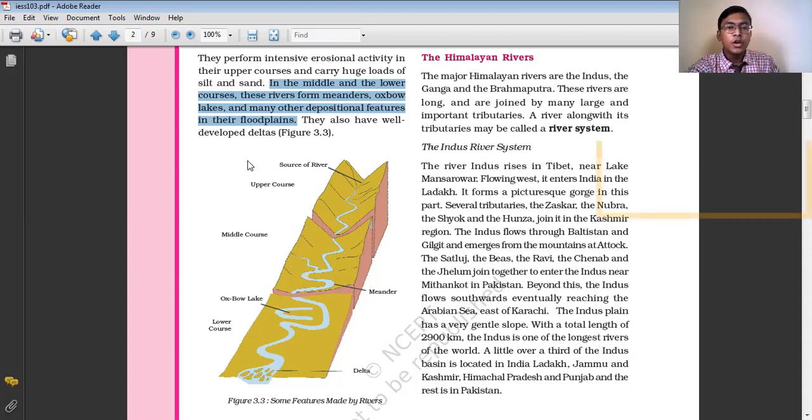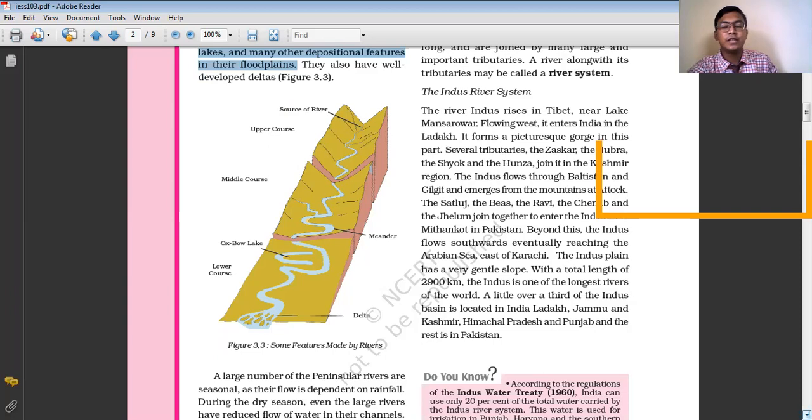So in the middle course and the lower course of the river, they form meanders, oxbow lakes, and many other depositional features in their floodplains. The rivers carry sediments from the higher altitudinal areas, and these sediments get deposited in the middle and lower courses. By the deposition of the sediments, different types of land features are formed, known by different names, such as meanders, oxbow lakes, and deltas. These are the depositional features of the rivers.